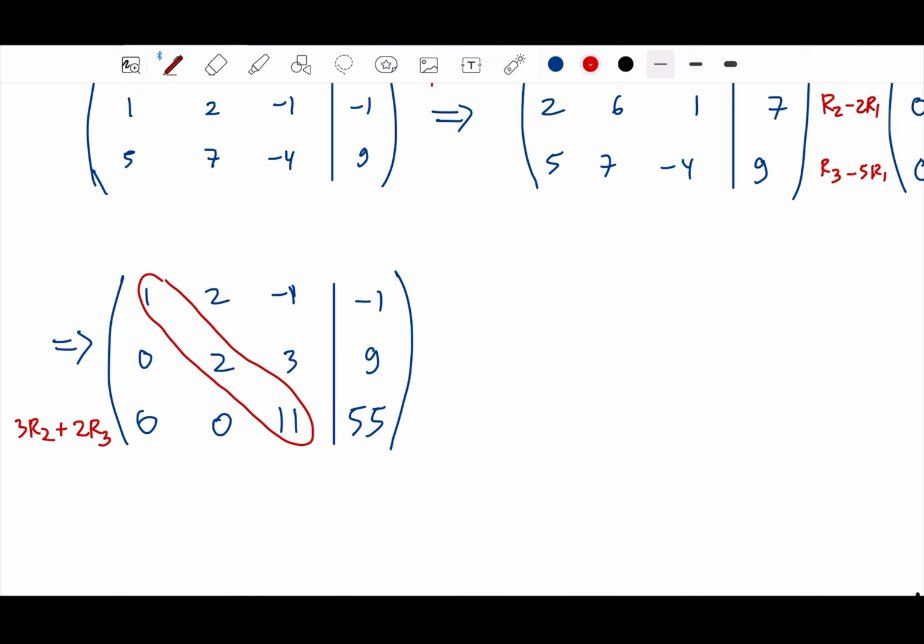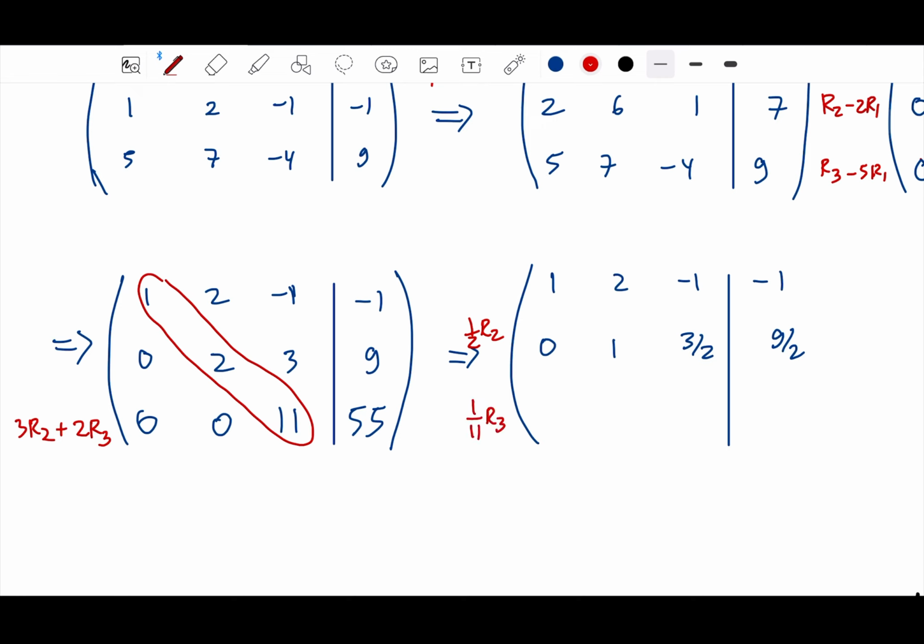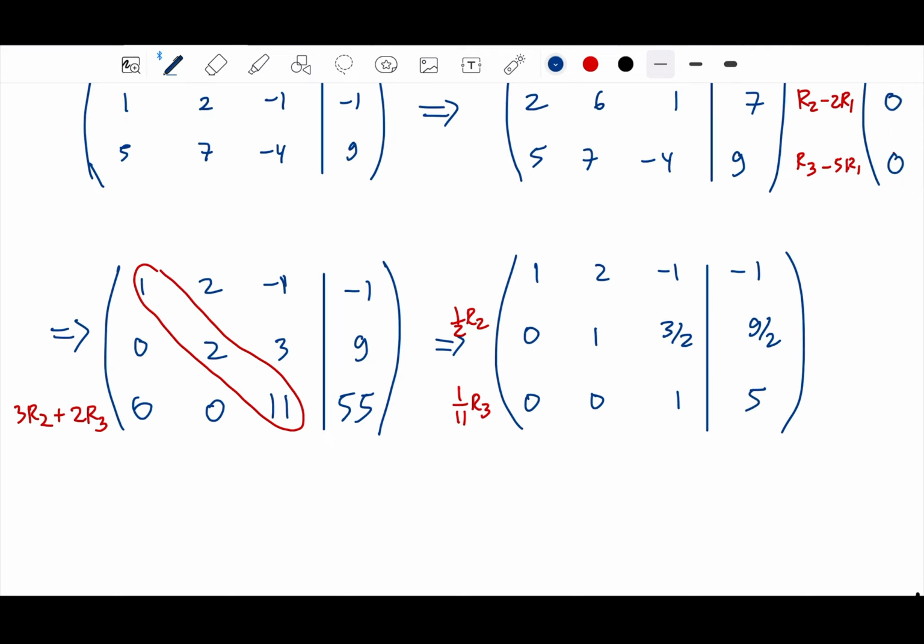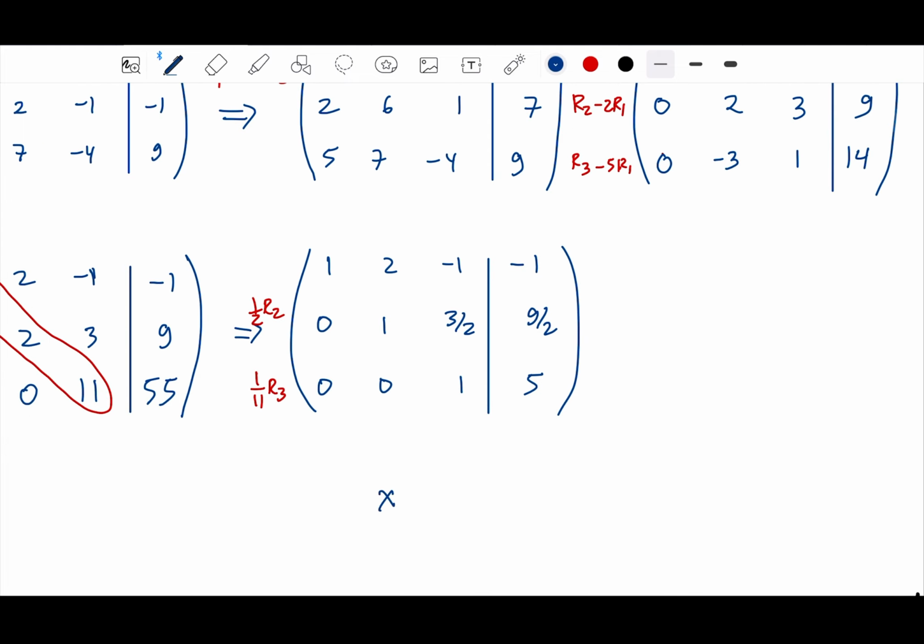So let's just divide with the constant. So 1, 2, negative 1. And then 0. Let me divide by 2. So 1. Or maybe let me write here. So this is half of R2. And then this will be divided by 11 for the third row. So this will be 0, 0, 1, and then 5. So for this result here, the x3 is 5.